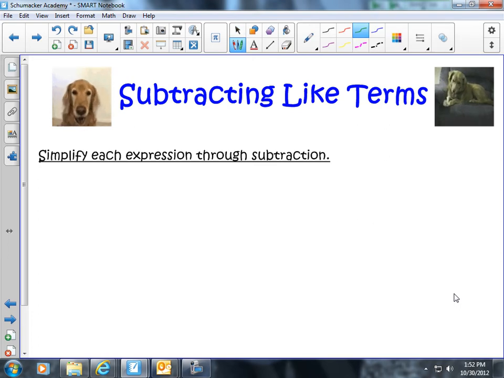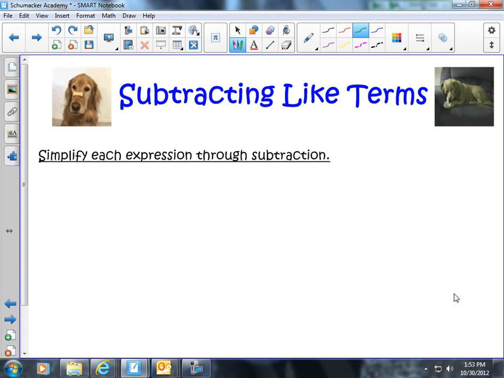Welcome back. Today we're going to be talking about subtracting like terms. Now, a refresher for your memory: terms are either going to be numbers, variables, or numbers being multiplied by variables, or variables being multiplied by numbers. A numeric term is basically a numeral, like 7, 8, 9, 1 half. An algebraic term includes a variable, like 5x, 3x, 7x, 1 half y. Those are the types of terms we're going to be working with.